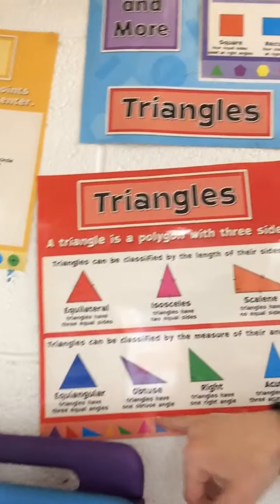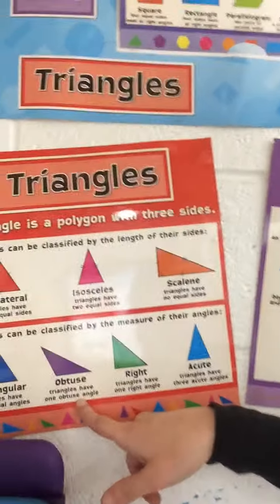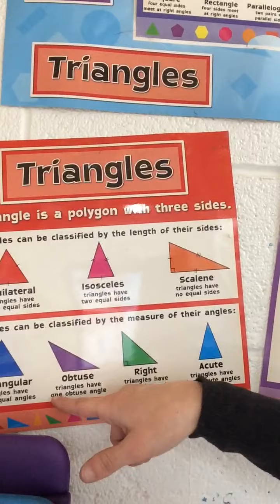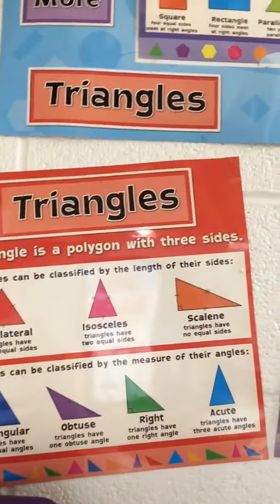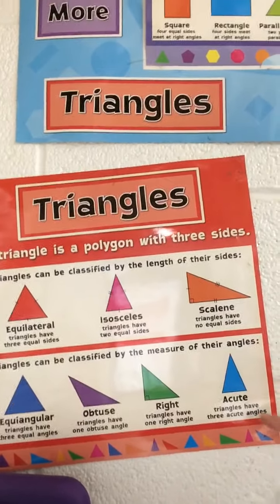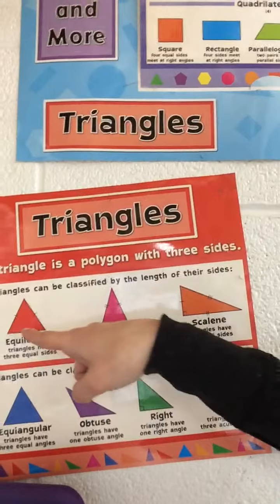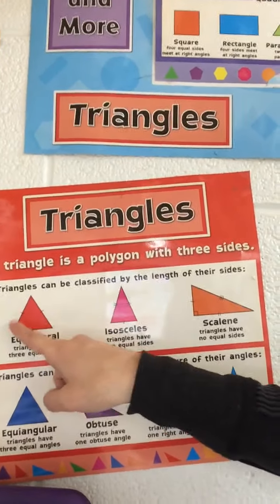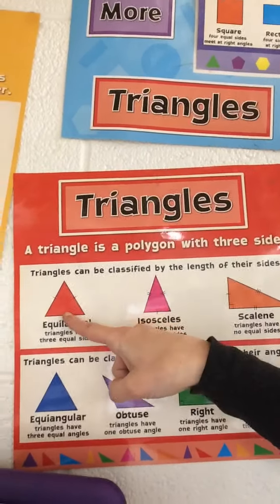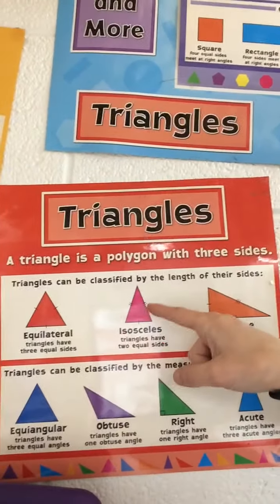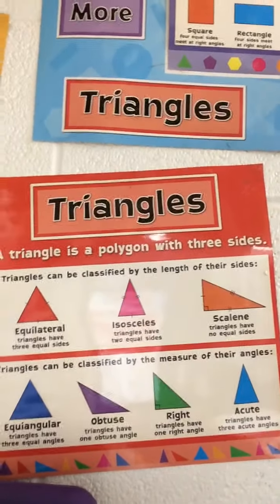This is an obtuse. We're not going to worry about this one. The obtuse triangle has one obtuse angle. So if you look at these examples, none of those are obtuse. But acute triangles have three acute angles. So actually, when I look at the equilateral, these are all acute angles. So we would call it an acute equilateral. This also has three acute angles, so I would call it an acute isosceles.